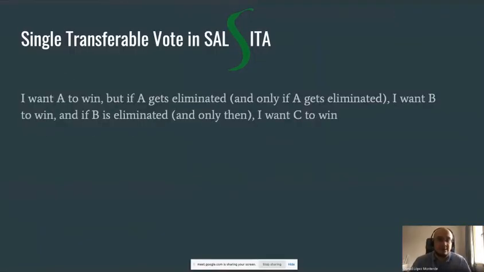So what voters are expressing through this system is, I want A to win, but if A gets eliminated, and only if A gets eliminated, I want B to win. And if B is eliminated, and only then, I want C to win. And if they are all eliminated, my vote will not count for anything. So your lower preferences do not matter unless the higher ones get eliminated. Of course, they do matter at the time because they are deciding who is getting eliminated. But in the end, your vote will count for only a single person.